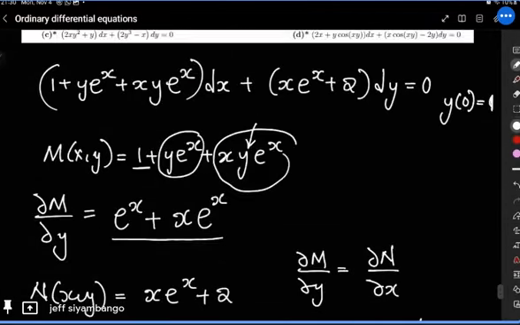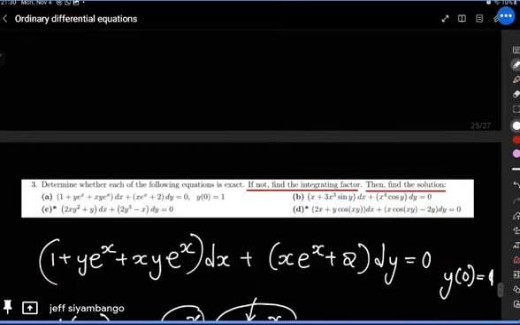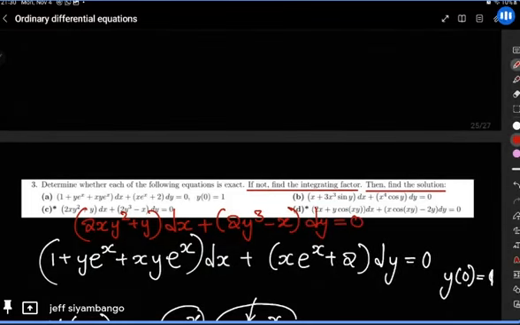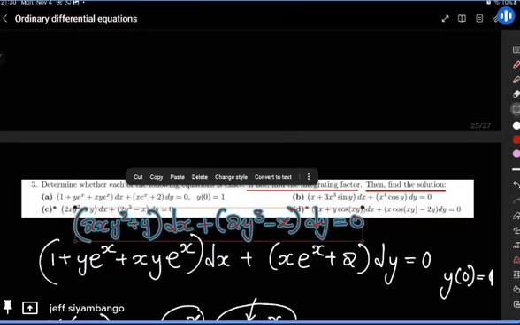We can do C as well. So for C we have 2xy squared plus y dx plus 2y cubed minus x dy is equal to 0. Is this exact or not?